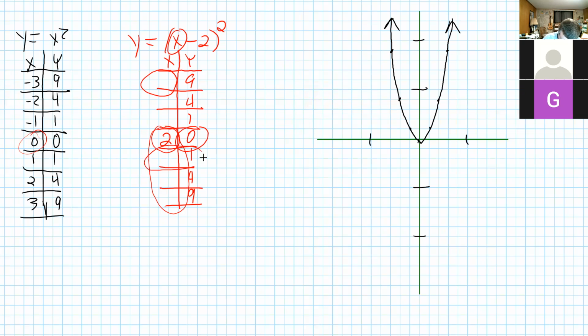Okay, let's go down to this one. What minus 2 would give me a 1, and then 1 squared would be 1? 3. And then this one. What minus 2 would I square to get 4? 6. No. 2 or 4. There you go. What minus 2 would I square to get 9? 5.